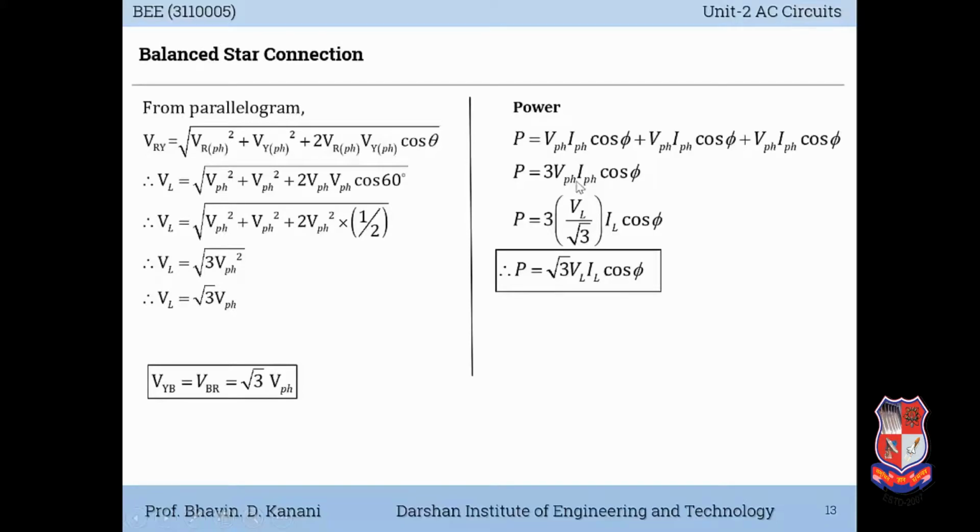in balanced condition we assume that all three phases have same voltage, same current and same power. So we can directly write like this, total power is equal to 3 times the power of any one phase. So it will be derived like this: P is equal to √3 VL IL cos φ, where L represents line.